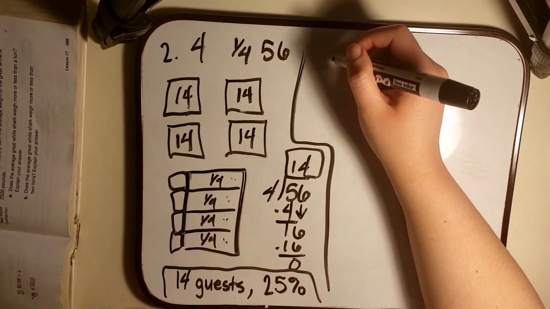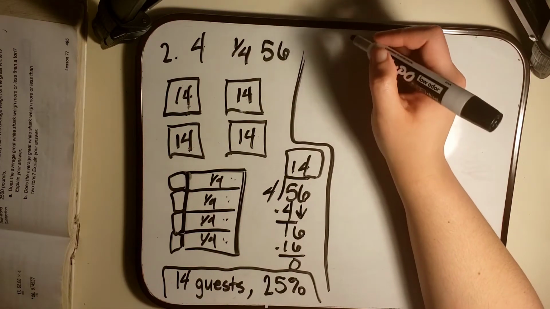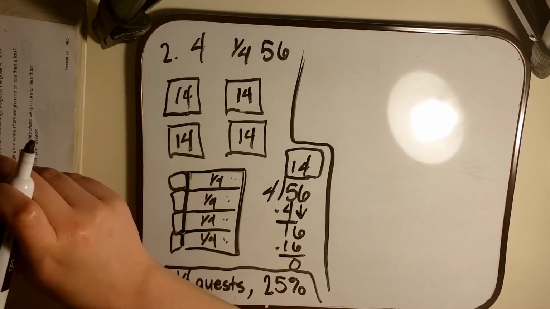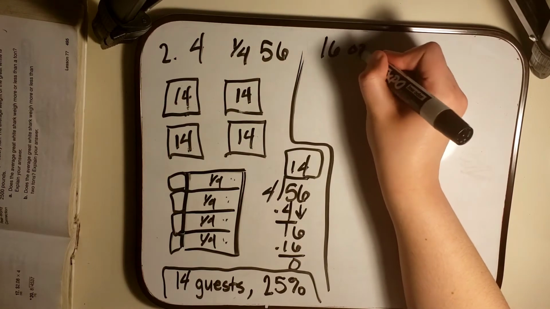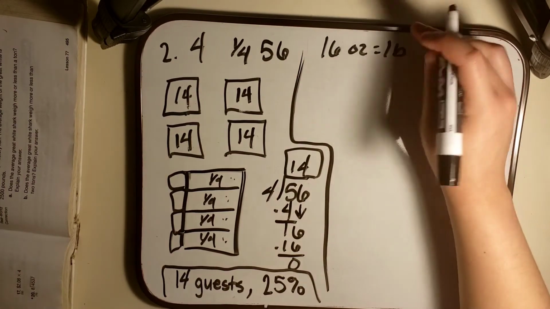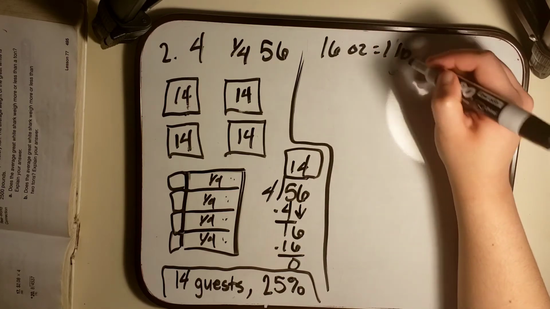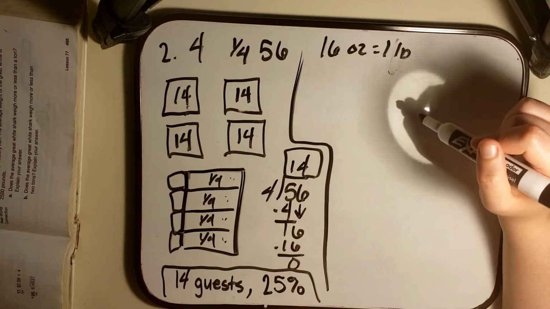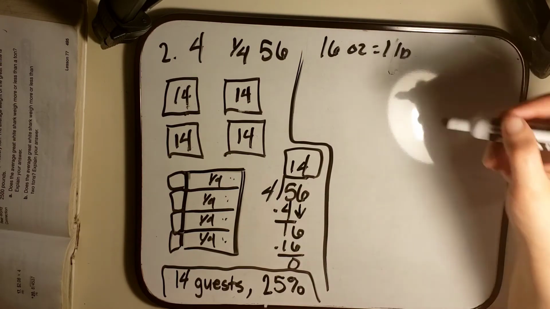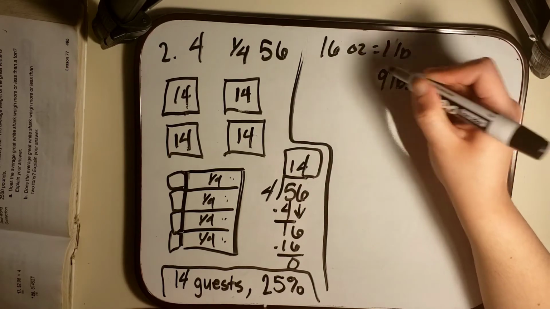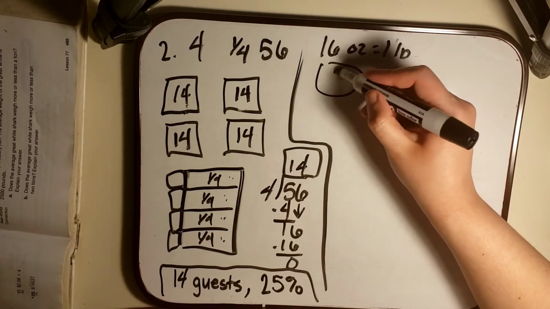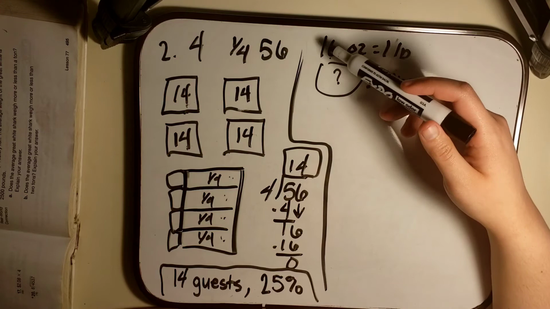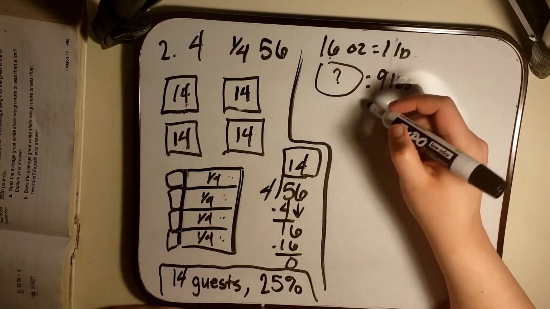So if we remember our little cheat sheet, which I might have to go back and look at because I don't remember off the top of my head, 16 ounces equals 1 pound. Whoops, sorry. 1 pound. So again, this is good to keep on your paper somewhere so you can look back at it. So 16 ounces equals 1 pound, and he weighed 9 pounds. So we need to figure out how many ounces he weighs. So what did we do before? We multiplied. So we're going to multiply 16 times 9.